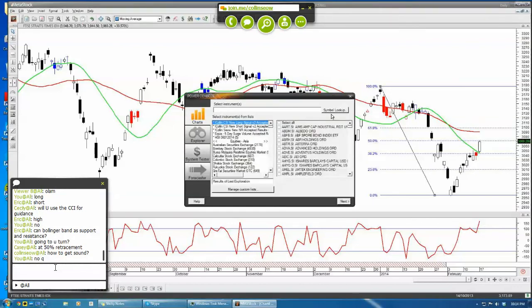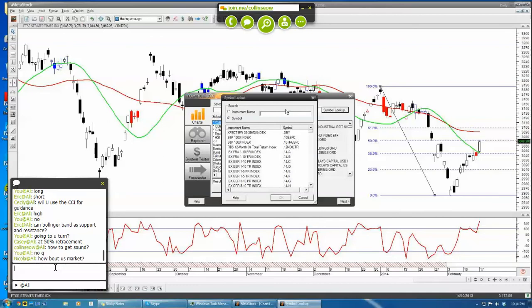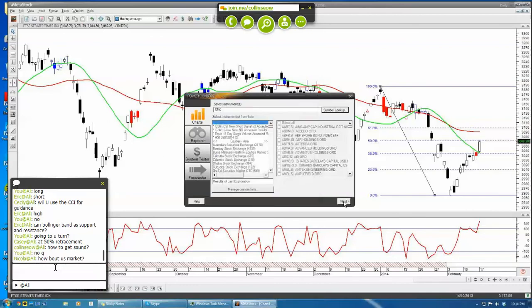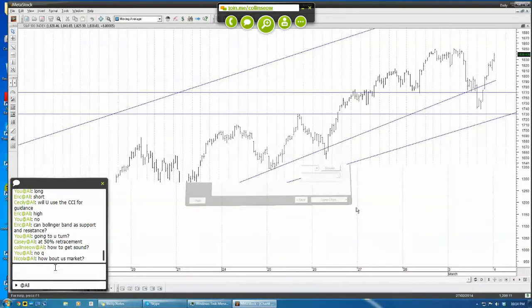S&P. US is a bit different from Singapore market. US is a stronger market.